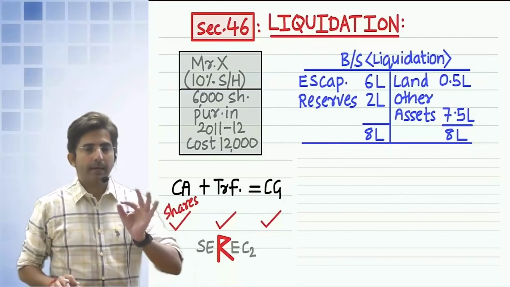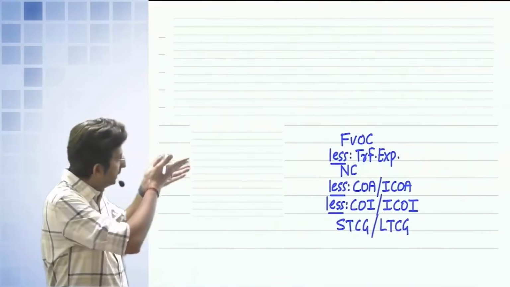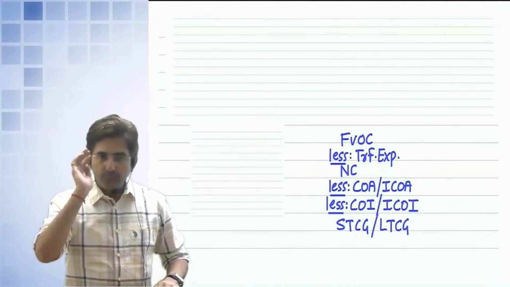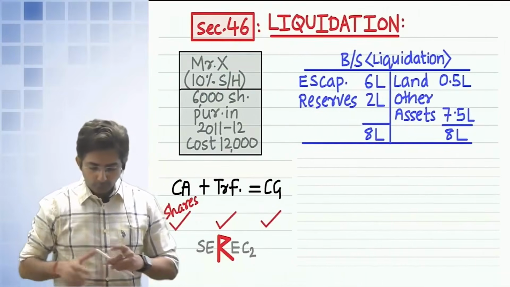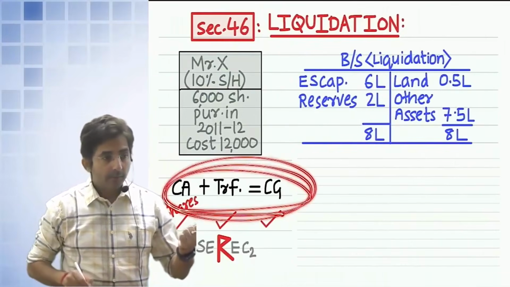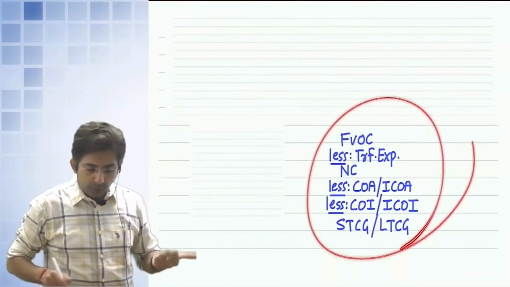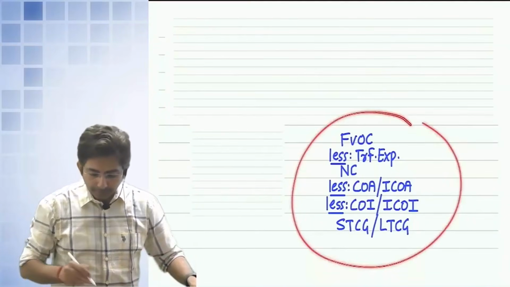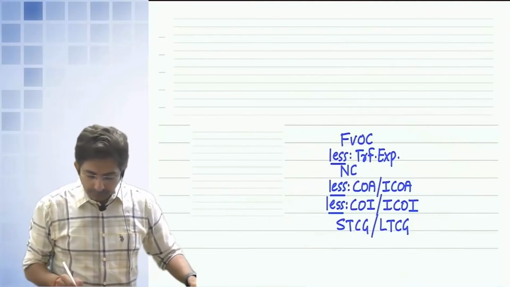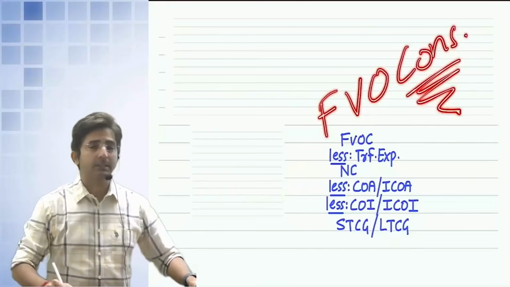Whenever I ask you what will be the amount of capital gains, you should start using this format. Two things you fix in mind. If I ask you whether capital gains will come or not, you have to think in these lines. And if I ask you what will be the amount of capital gains, then you should use this format. So right now I asked you what will be the amount of capital gains. So use this format. Tell me one by one. First, in the format what do we write? Full value of consideration.